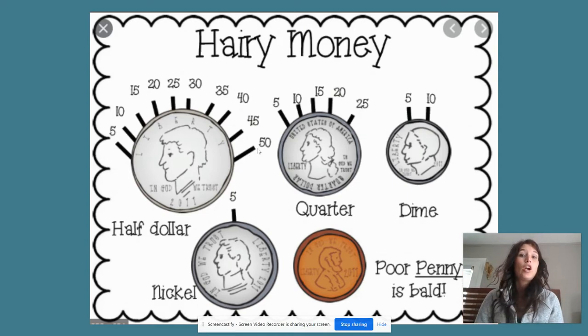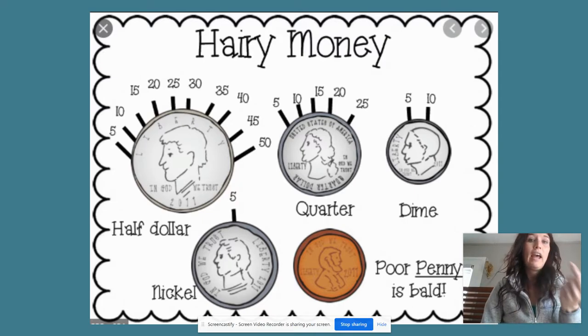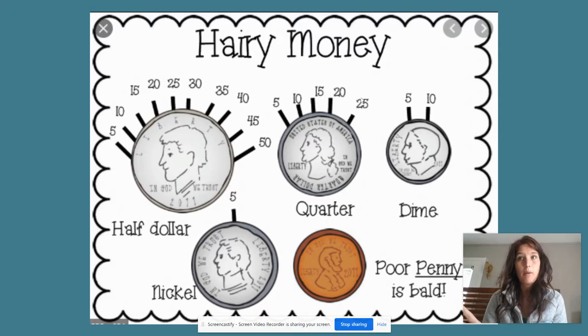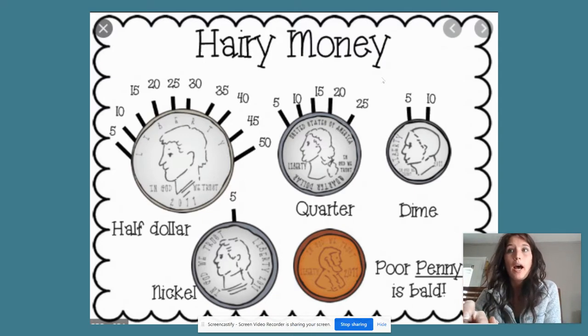And that's how many hairs a half dollar gets. It gets 10. And I don't have to remember 10 hairs for a half dollar. I just have to draw my lines counting by fives, just knowing that a half dollar is worth 50. Same with a quarter. 5, 10, 15, 20, 25. Just draw my lines till I get to 25, which I know is how much a quarter is worth.